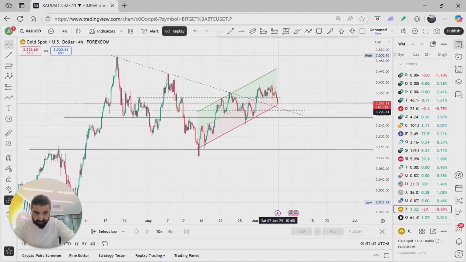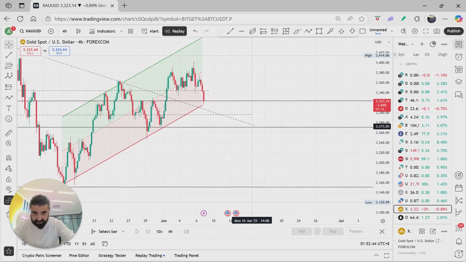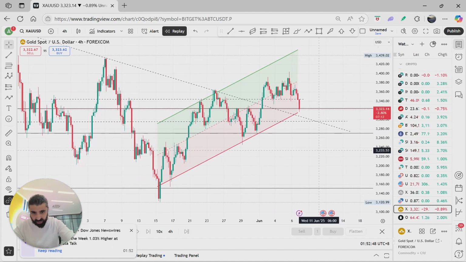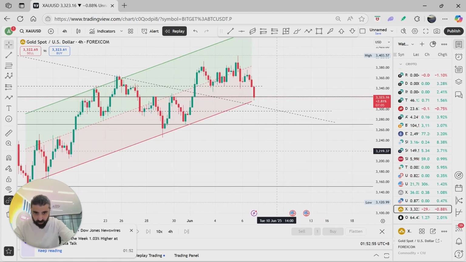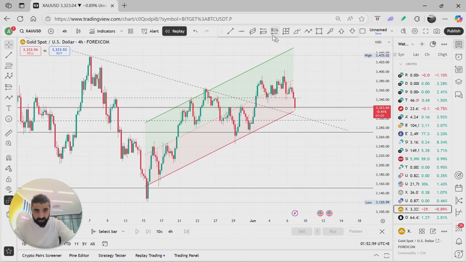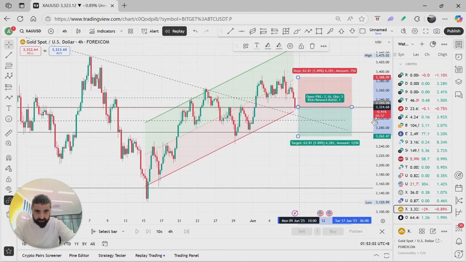Looking at how things are trending, and with the fundamentals and market sentiment, right? We are looking at a short over here as well, right? At the current price.